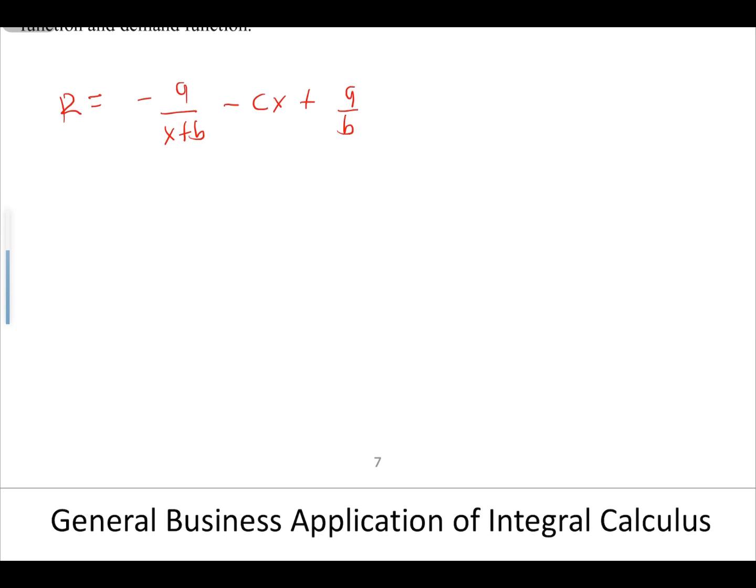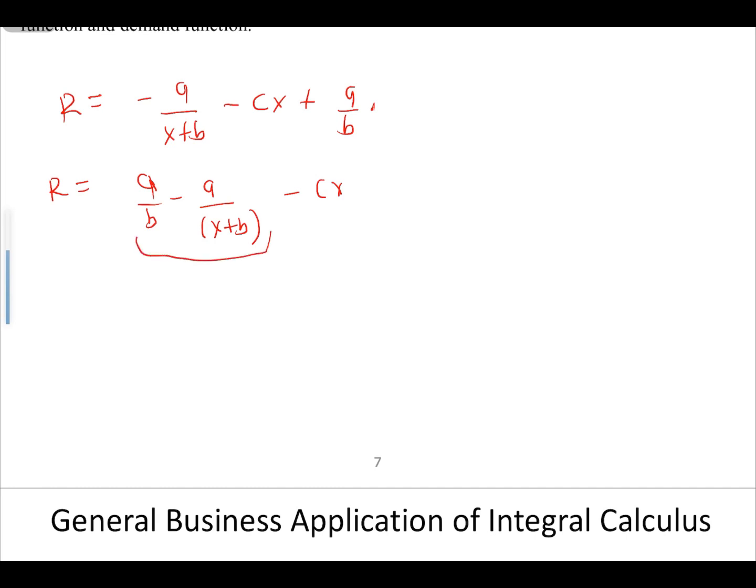If you can further simplify it, we can make this one a common denominator. Since this one contains a and b and this one has a and b, we can make them a common denominator and then move on from there. So we can see that our r equal to a over b minus a over x plus b, minus cx.